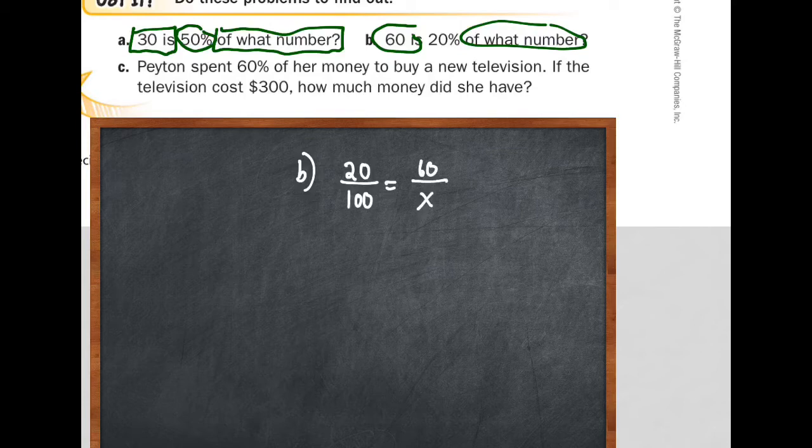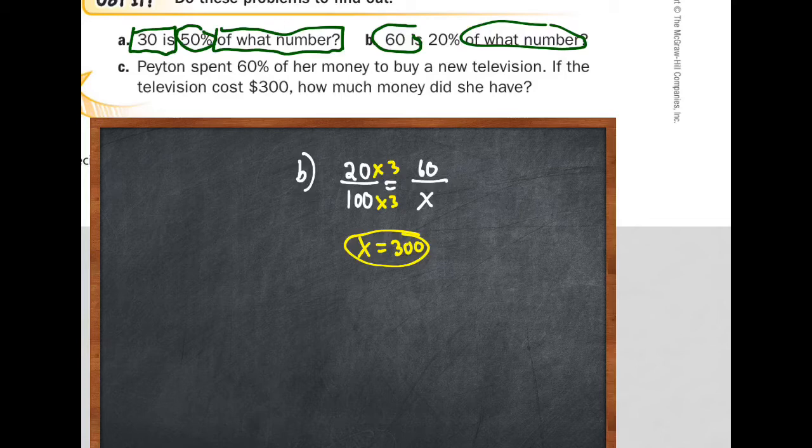Now, as you solve it, I don't need to reduce this one. You could, but check it out. You notice 20 times 3 is 60? What's 100 times 3? It's 300. So our answer is x equals 300. That's the answer to B.